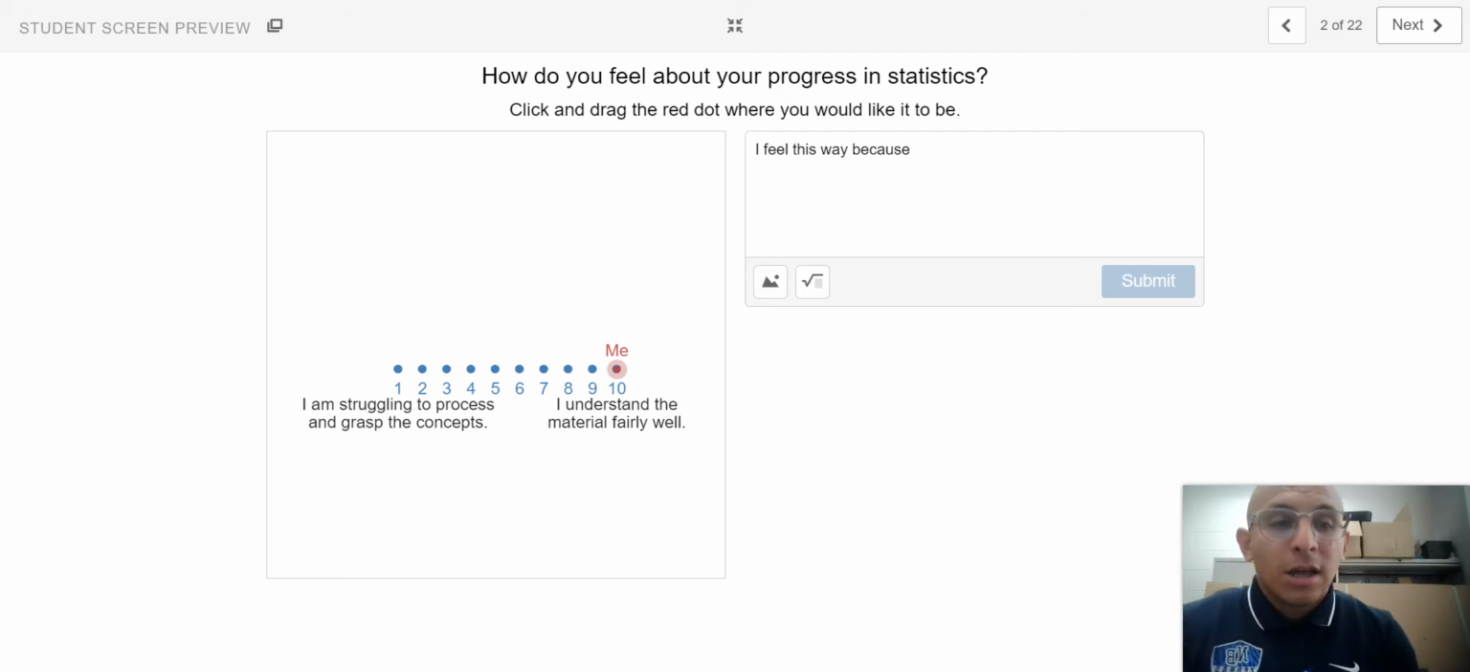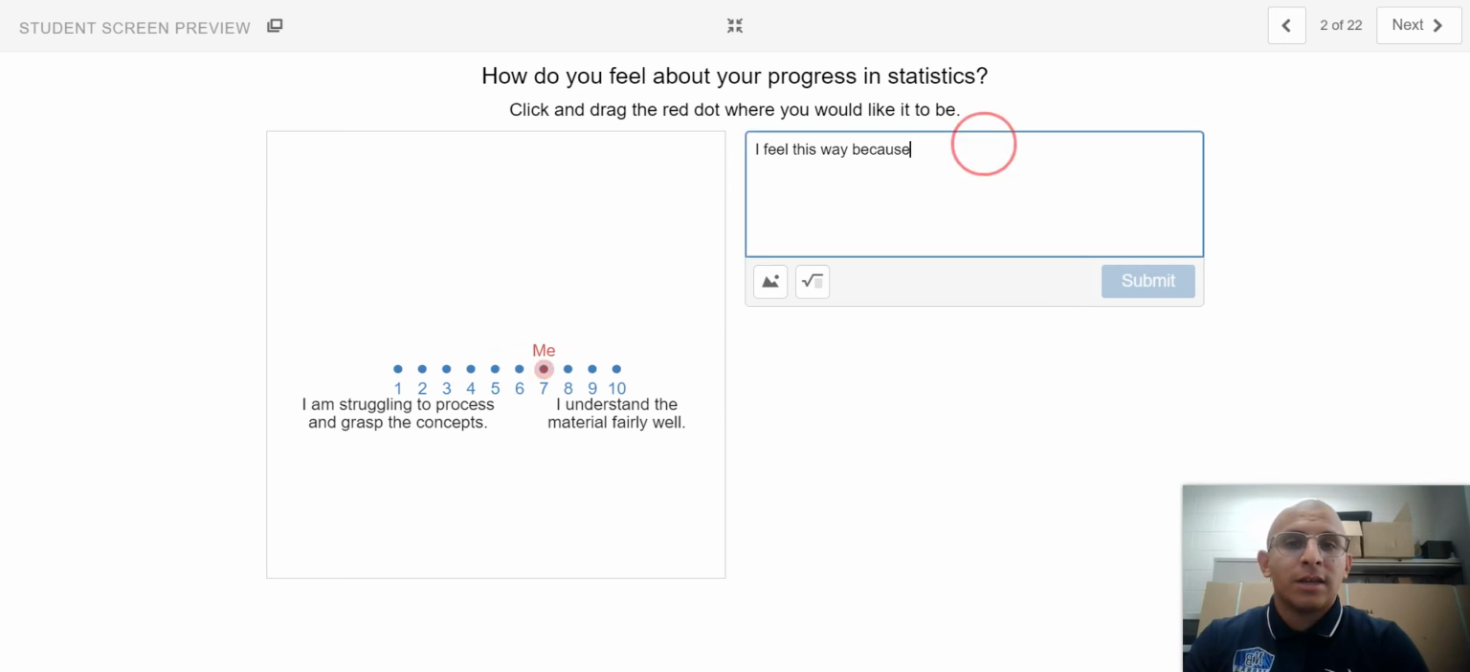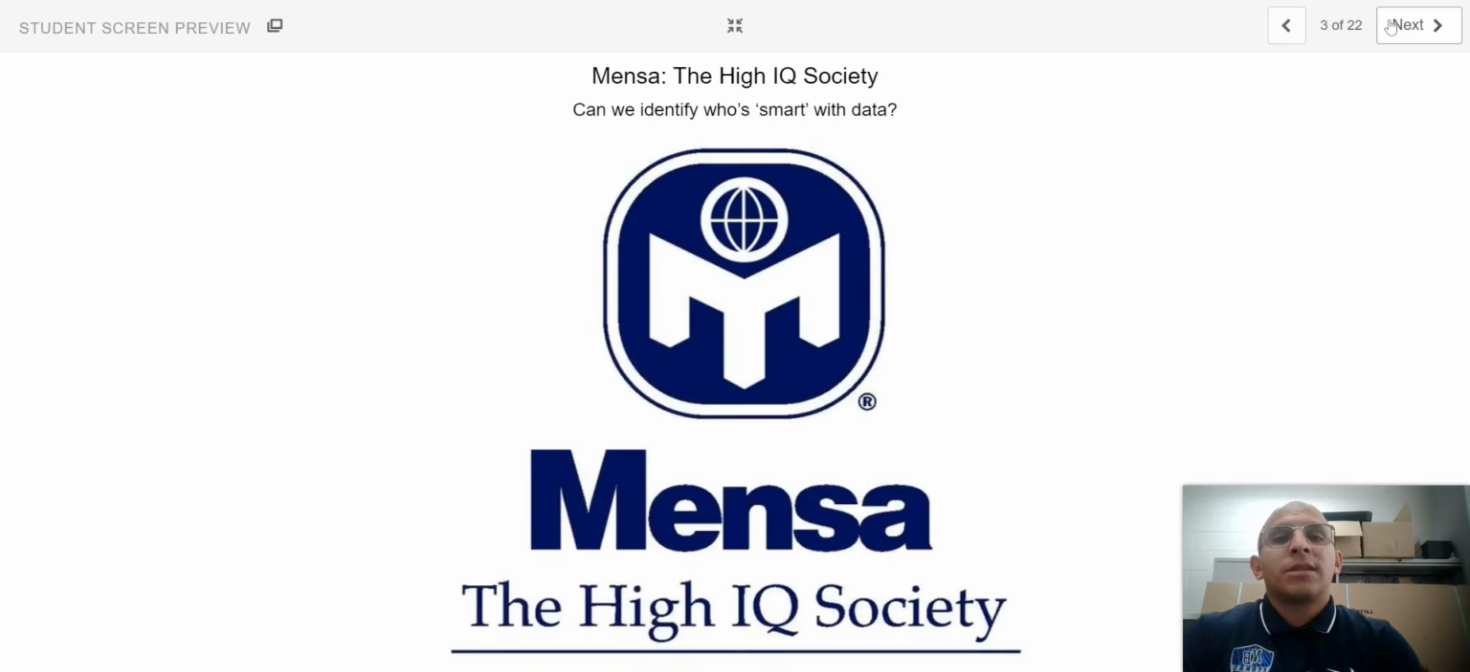To start today's lesson, I'd like to get a quick pulse on your own self-efficacy. So drag this red dot and let me know where you stand on a scale of 1 to 10. And then if you could provide me with some insight, that would be awesome.